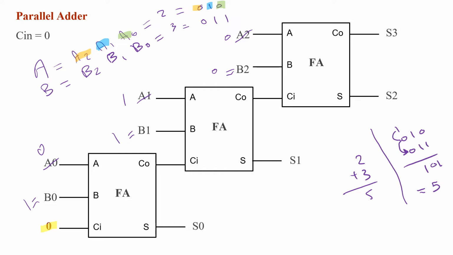And we can say that the expected result is S0 is equal to this bit, so it's 1. S1 is the bit in the middle, so it's 0. And finally, S2 is equal to 1. And the last carry out, which can be considered as S3, will have a value of 0. Since there is no carry out at the end here, S3, or the last carry out, is equal to 0.